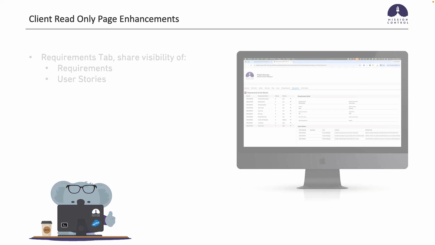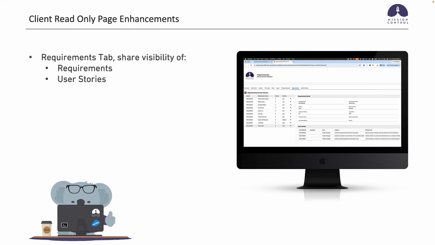And the client read-only page has also had another tab added to it that you can choose to include. So this time, this is the requirements tab. So if you are using requirements and user stories within Mission Control, you can choose to include that tab on the read-only page and share those with your customer. And so obviously they can click into each requirement and view the detailed user stories behind it.